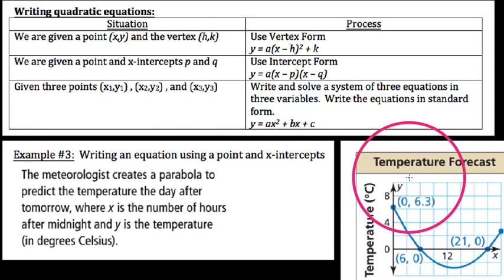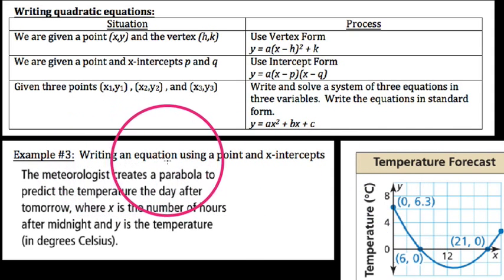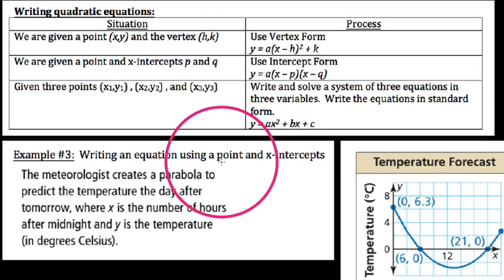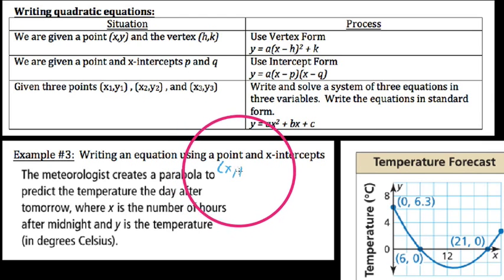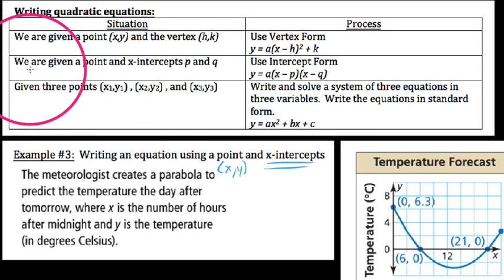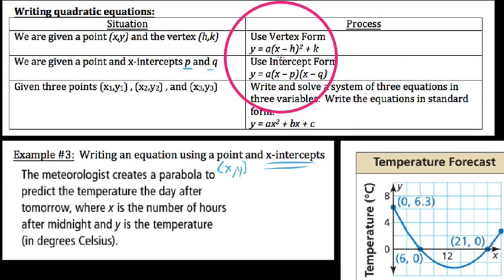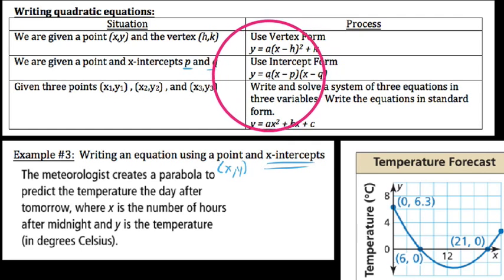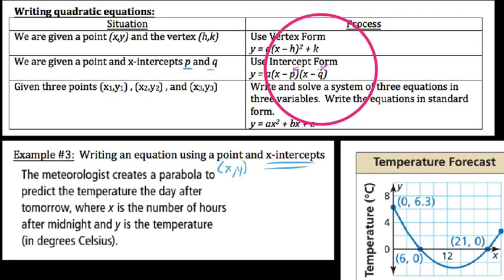In this video, what I'm going to point out right now is this. We're going to write an equation using a point. So we have some point on our graph, x, y. We need at least one. And then the x-intercepts. And so this is the second situation where it says we're given a point x, y, and the x-intercepts p and q, such that we could write this then in intercept form. What better way to write this than in intercept form if we know some point x, y, and these two intercepts right here, p and q.